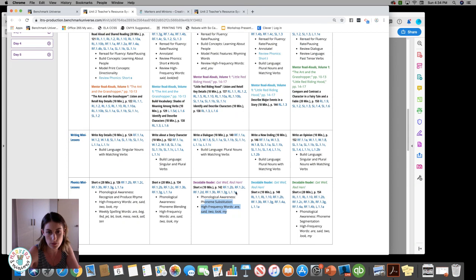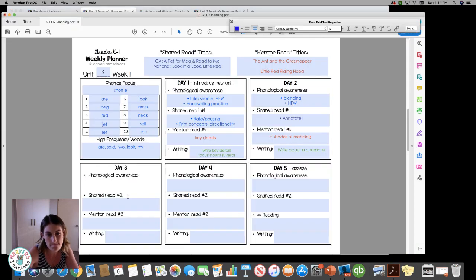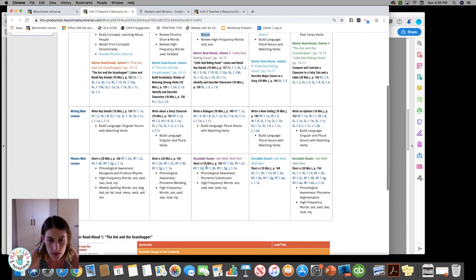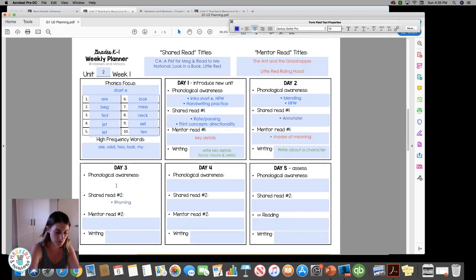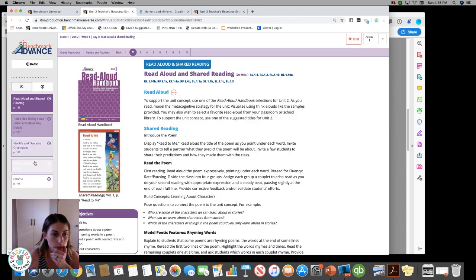Substitution, high frequency words. This is where we bring out our decodable. We can also pull from up here, maybe have my focus be rhyming because that's the first time that comes up. All right, let's put rhyming here before I forget that. That's kind of all I want to do for that. And let's go into that lesson with the decodable.